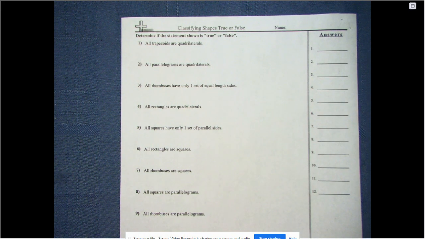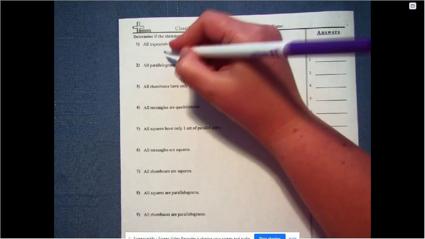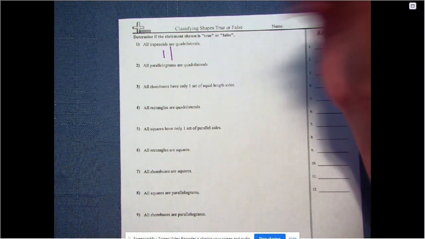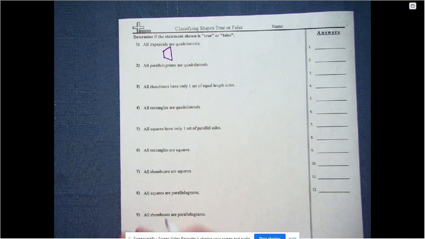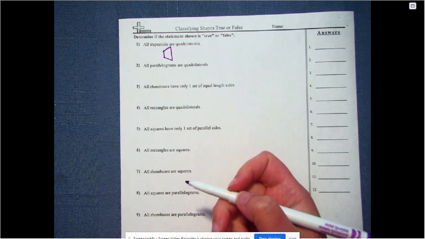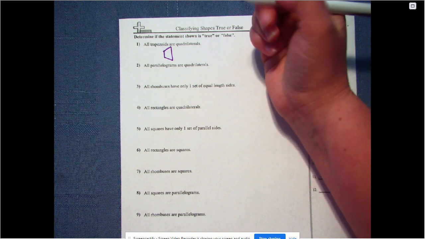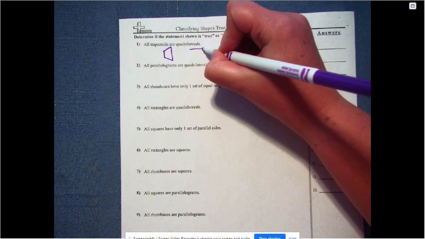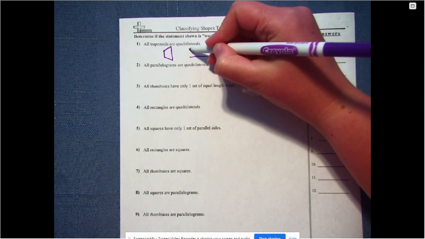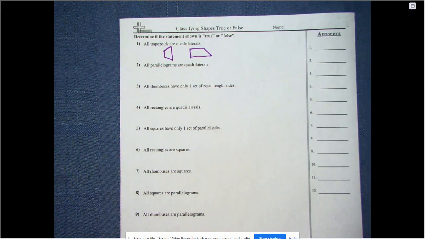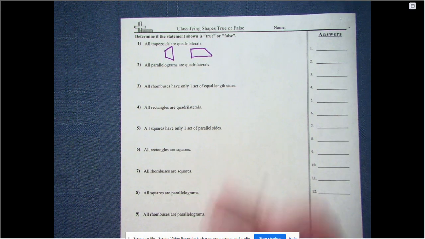Okay, so I know that a trapezoid is a shape that has exactly one pair of parallel sides. Okay, so I can draw a shape that looks like that. Okay, that's a trapezoid. Is it a quadrilateral? Yes, because it has 4 sides. Okay, so let's try again. That has a pair of parallel sides. And when I close it, it also is a quadrilateral.